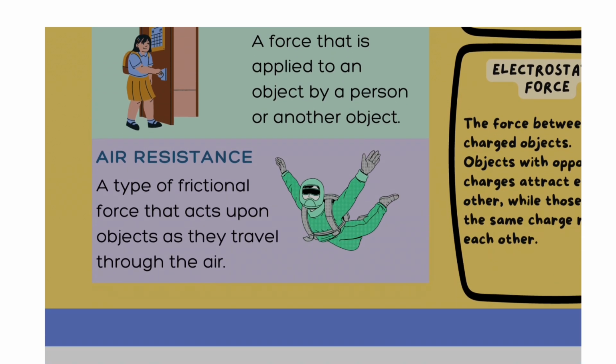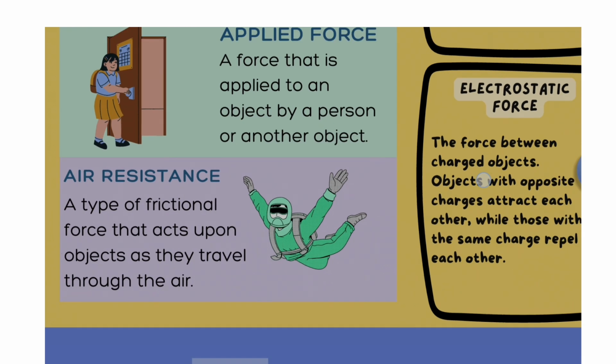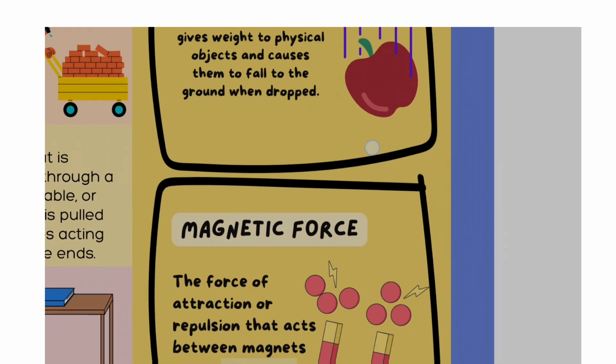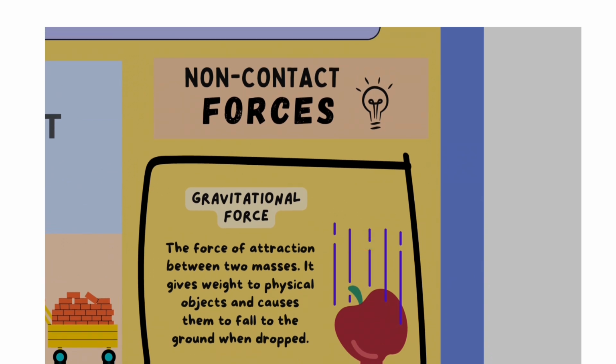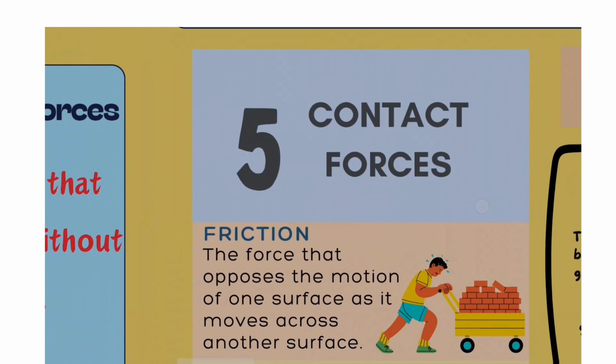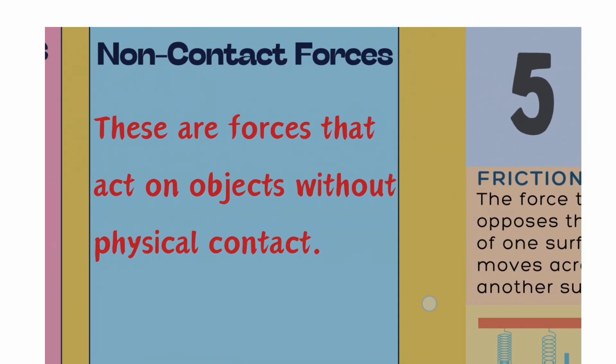Air resistance. Description. Air resistance, also known as drag, is a type of frictional force that acts upon objects as they travel through the air. Example. A skydiver falling through the air experiences air resistance. 2. Non-contact forces. Definition. Non-contact forces are forces that act on an object without any physical contact.